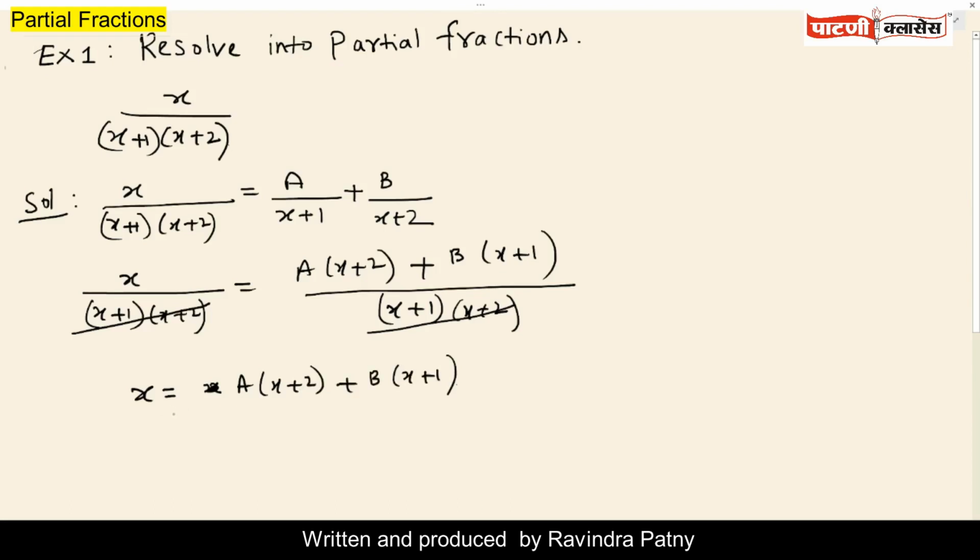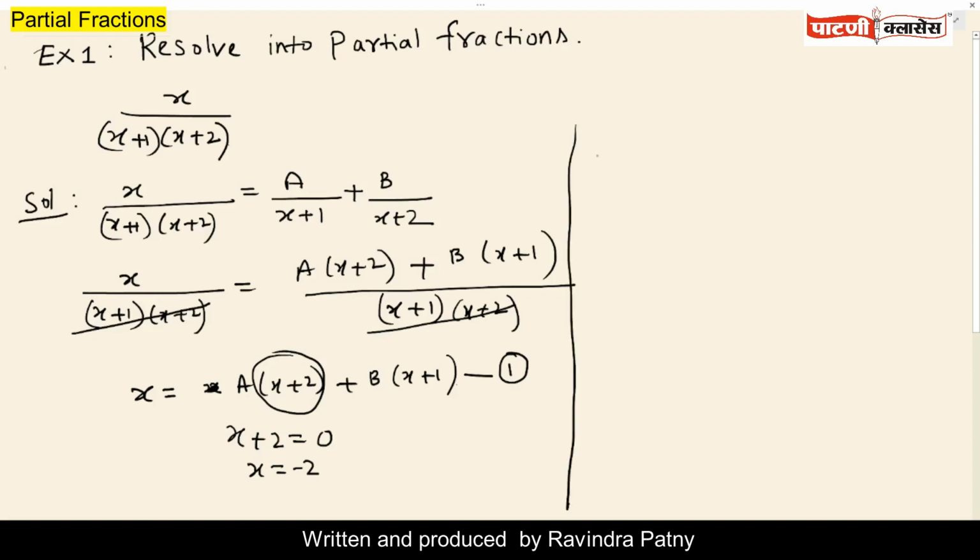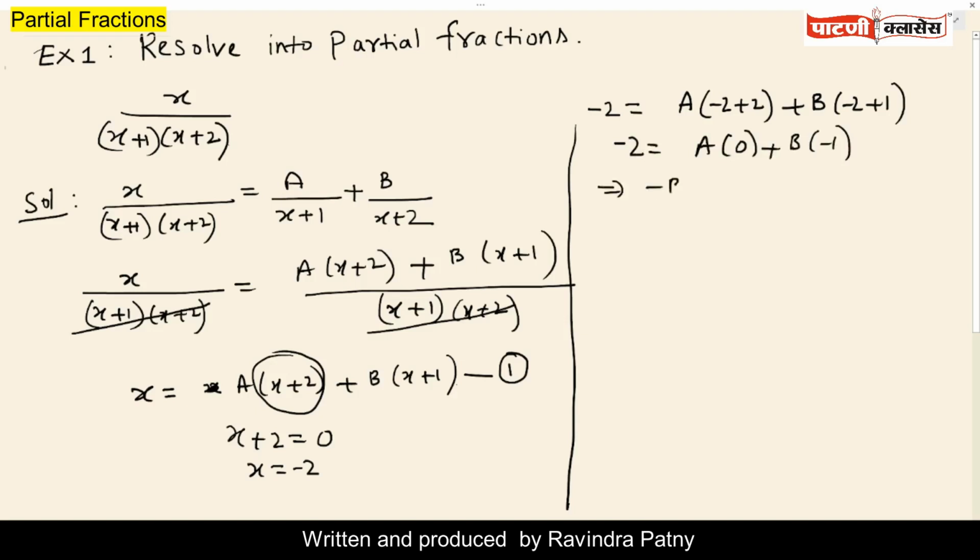To find the values of A and B, we have to make one of the brackets equal to 0. For example, here is the first bracket. I want to make it 0. So x plus 2 equals 0. Therefore, x equals minus 2. That means in this equation number 1, if I put x equals minus 2, then I will get the value of B. That is minus 2 equals A into minus 2 plus 2 plus B into minus 2 plus 1. Minus 2 equals A into 0 plus B into minus 1, which implies minus B equals minus 2. Therefore, B equals 2.